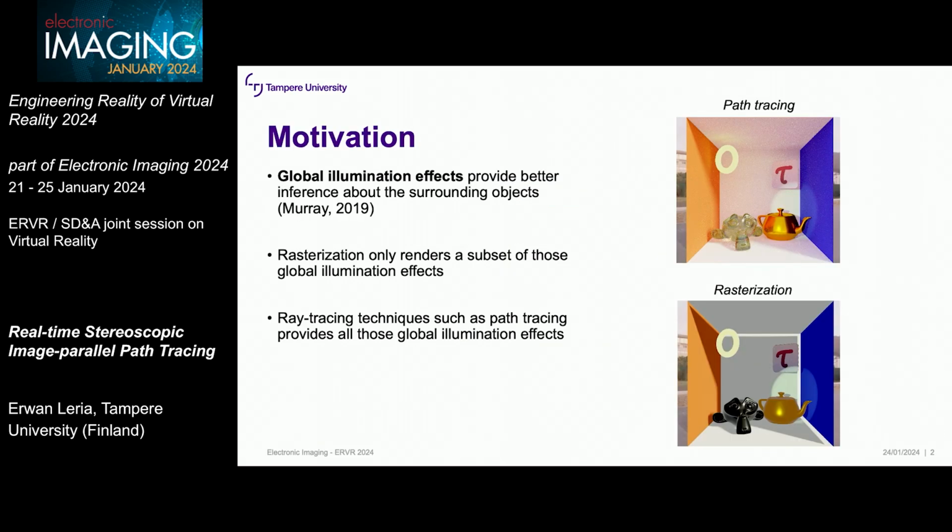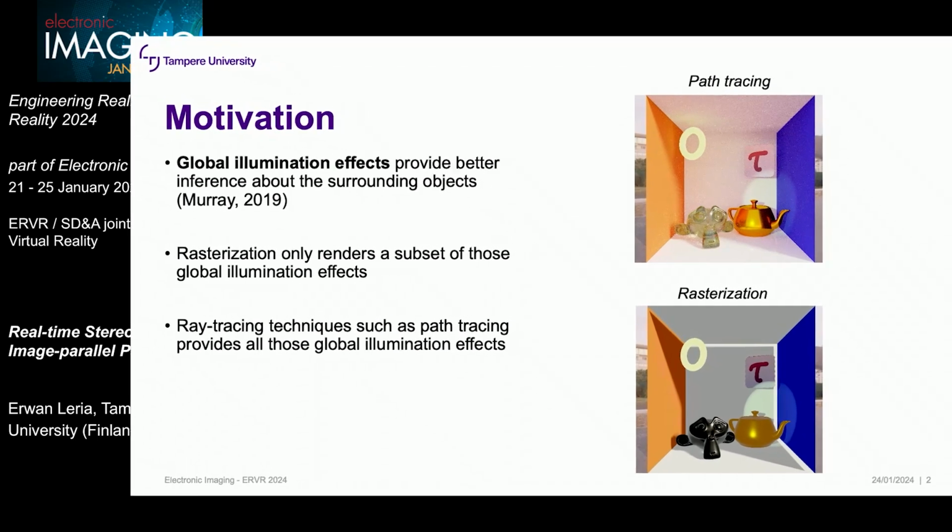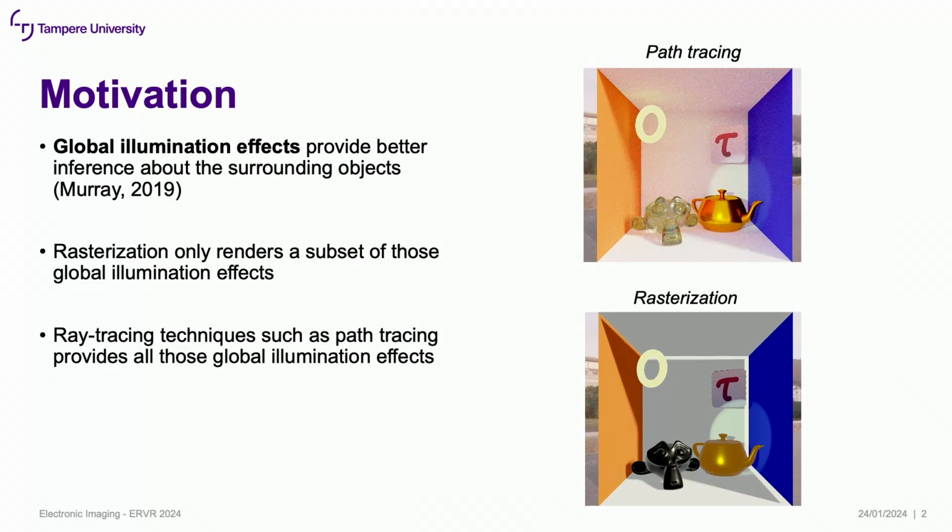First, the motivation for why we are using path tracing. Rasterization is often used in video games, but the problem here is that it doesn't give all the global illumination effects to give this effect of photorealism. So we want to use path tracing because we are able to reproduce all the global illumination effects, such as scattering or indirect illumination.